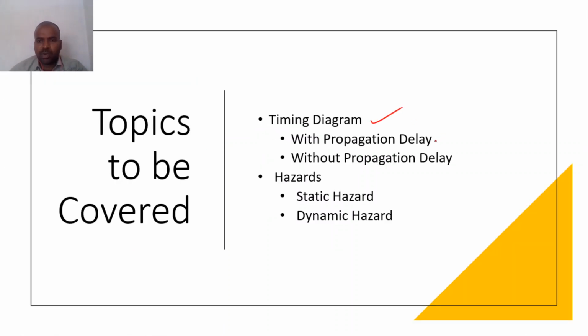The first one is with propagation delay and another one is without propagation delay. Then we are going to discuss what we mean by hazards and the different types of hazards, static and dynamic hazards. Then how to remove this static hazard and dynamic hazard from the combination circuits. Okay, we'll see one by one.